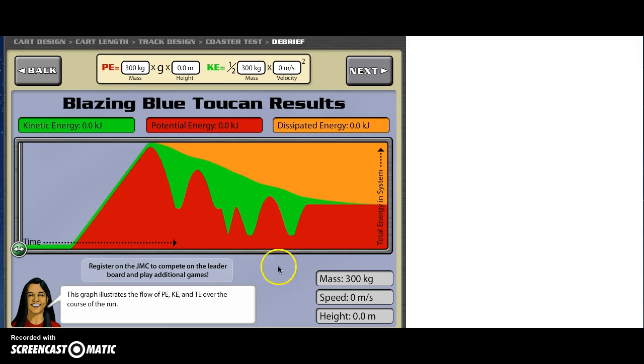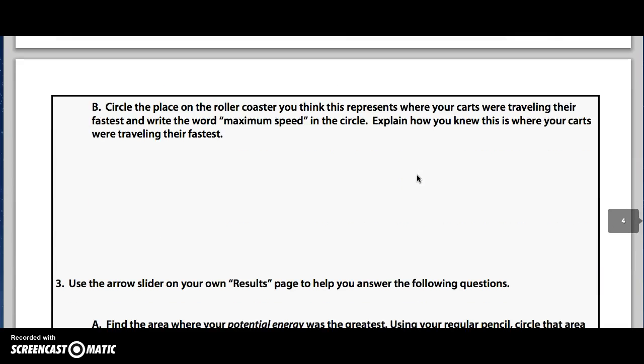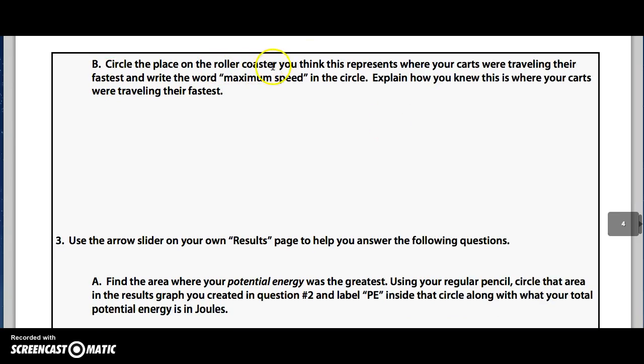You'll look at mine and you can see I have green the whole time except right at the end, where the green is gone. Now, if my roller coaster had crashed, would this still have looked like this, or would I have different colors going on right in this location? That's what they're asking. And then circle the place on the roller coaster you think this represents where your carts were traveling their fastest, and write the words maximum speed in the circle.